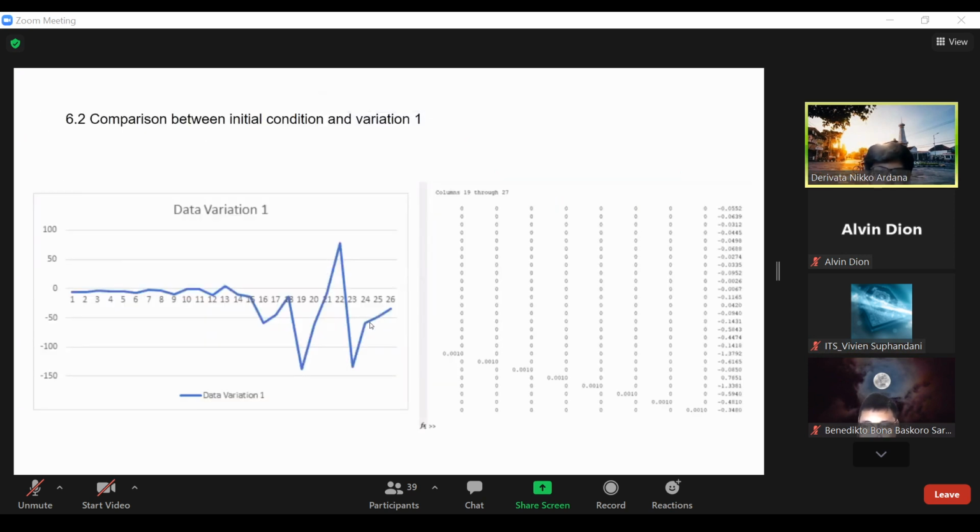This is for variation 1. After we calculate each node and transfer it to MATLAB and try to calculate it, the result is negative, much of negative, and we have to try it many times, but the result is still negative, ma'am.